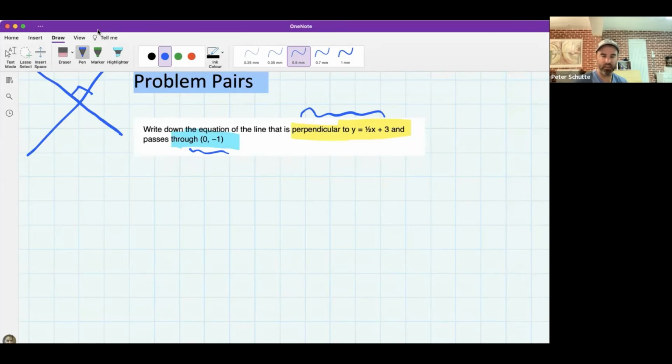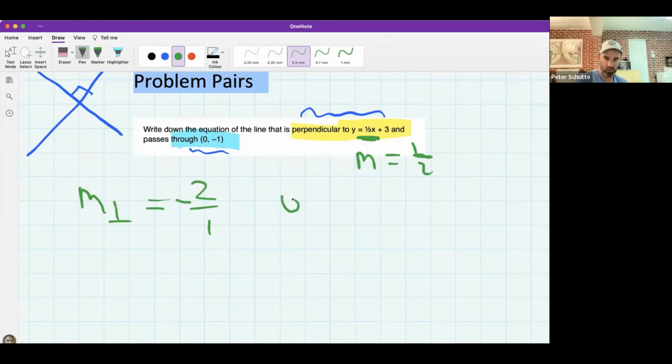Aha, I see, Seth, you are on fire tonight. Give it a moment or two more, then I will give some feedback. I think it's really important that you get the gradient from the yellow one. And what is the gradient? It's a half, which means the gradient of the line perpendicular to this must be negative 2 over 1. So that's where you need to start, but you need to carry on from there. What else do you need?